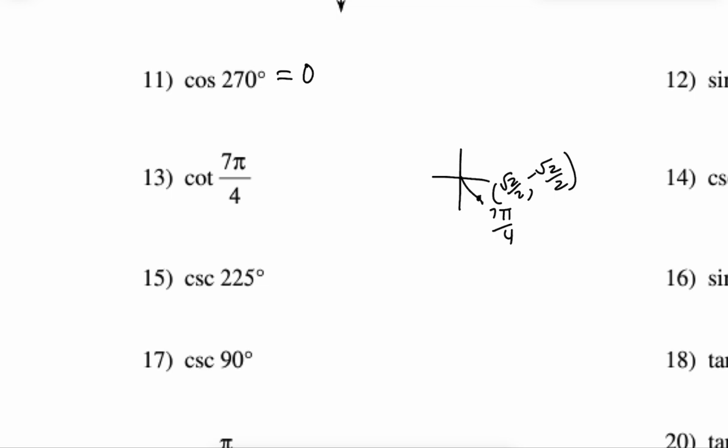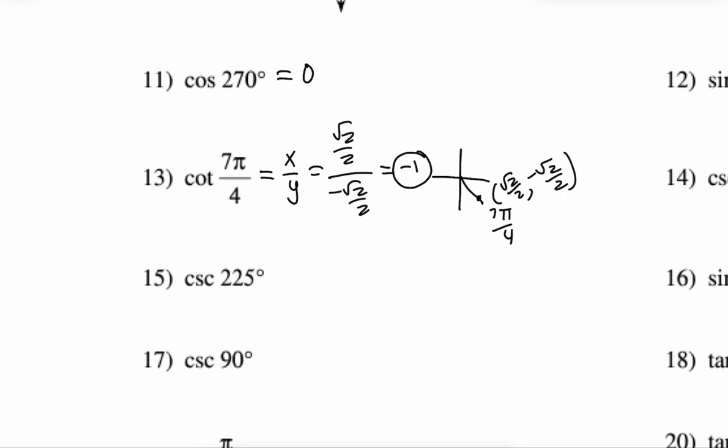So 7 pi over 4 is the point, square root of 2 over 2, negative square root of 2 over 2. So remember, cotangent is the flip of the tangent. So instead of sine over cosine or y over x, it's going to be cosine over sine or x over y. So we're just going to take the x value of square root of 2 over 2 and divide it by the y value, negative square root of 2 over 2. If you did big C over little c or just did a little logic, anything divided by itself is always 1. So in this case, the answer would be -1.